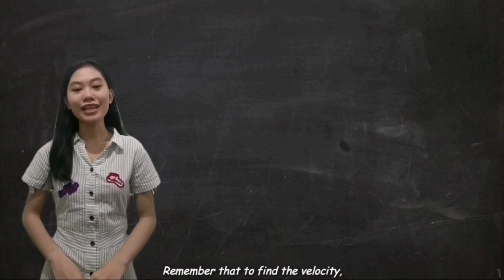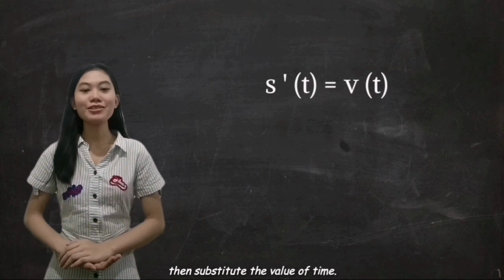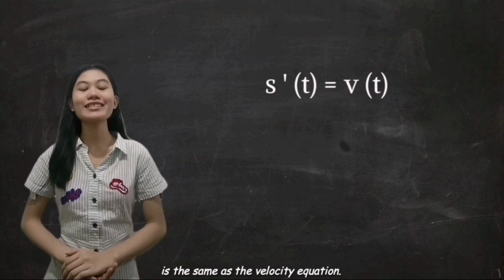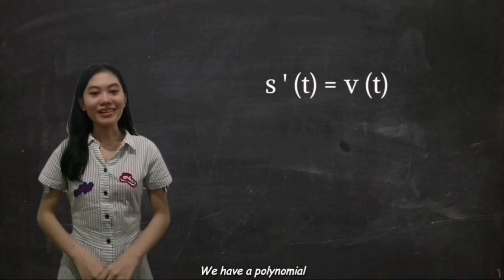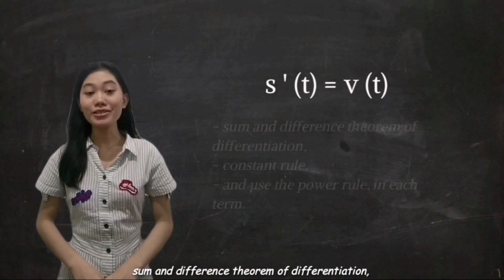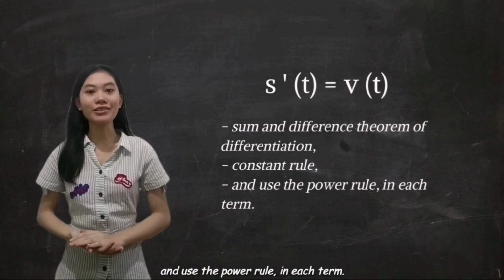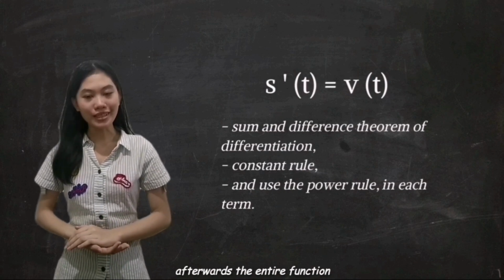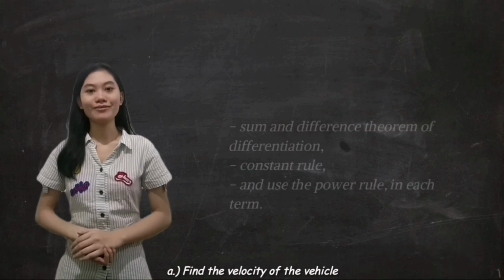Remember that to find the velocity, we must find the derivative of the position function, then substitute the value of time. So, the derivative of the position function is the same as the velocity equation. We have a polynomial, and to do this, we will apply the sum and difference theorem of differentiation, constant rule, and the use of power rule in each term, where the power of t gets subtracted by 1. Afterwards, the entire term is multiplied by the value of the original power.